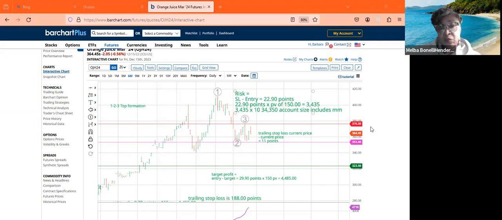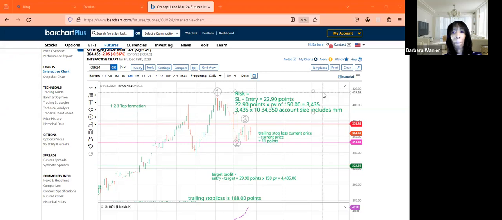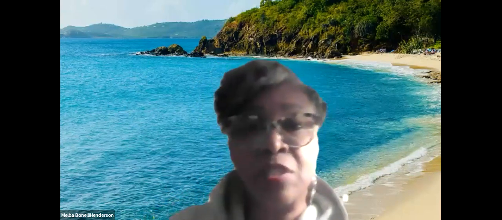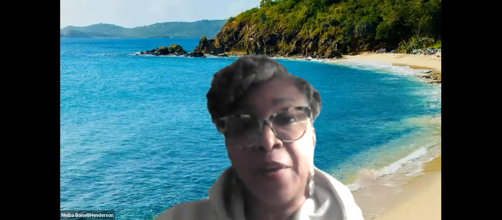So 353.40 is our entry, right below the number 2. And our trailing stop is 11 points. Is our trailing stop 11 points or 22.90 points? 11 points. 11 points, that's what I thought. Okay. And our target, our exit, is 323.50. Excellent. So now let's go back to TradeStation's platform and plug all those numbers in the right areas.